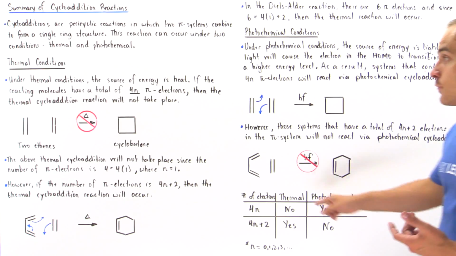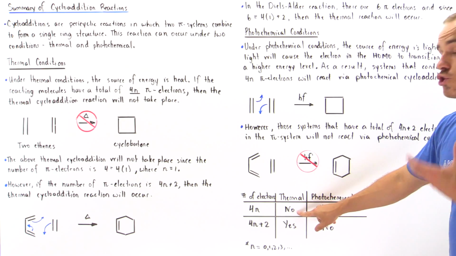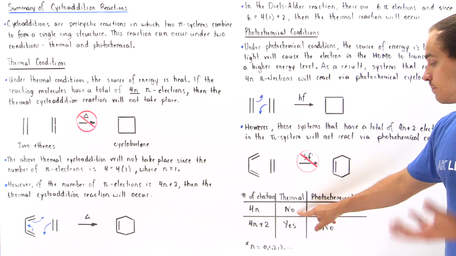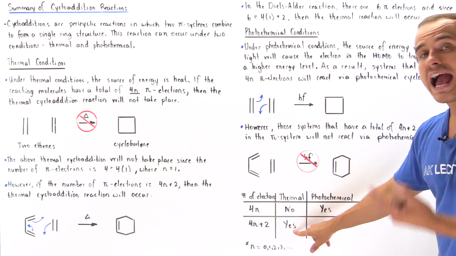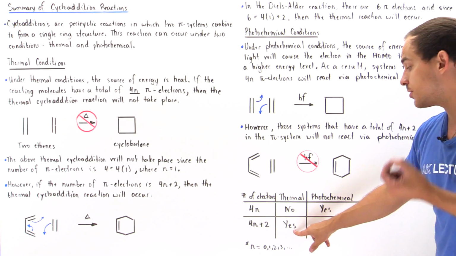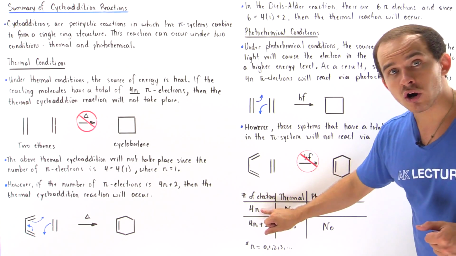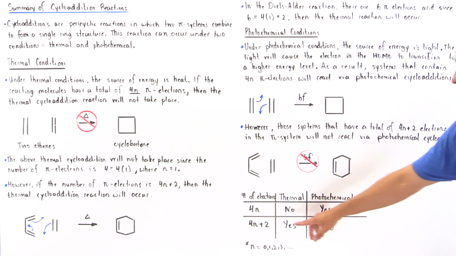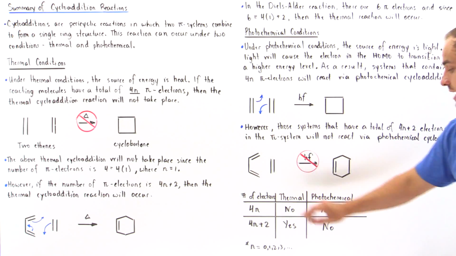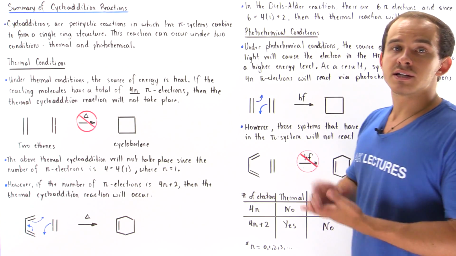So we see that for the thermal case, if we have 4n electrons, no thermal reaction will take place. If we have 4n plus 2, a reaction will take place under thermal conditions. In the photochemical case, with 4n, our reaction will take place, and with 4n plus 2, no reaction takes place under photochemical conditions.